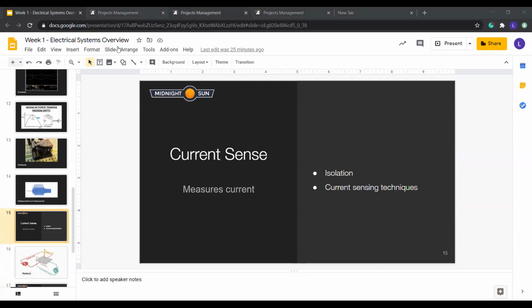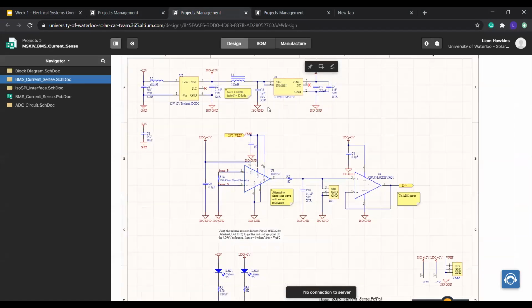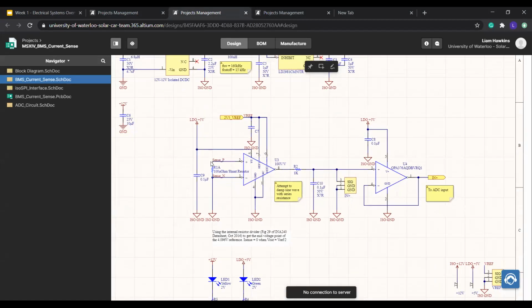Current sense. So current sense does just that. It just measures current. That's pretty much all it does. So the way that we've chosen to measure current is using a shunt resistor, which is just a resistor with a very small value. And by Ohm's law, you can determine the current that's moving through it. So this resistor is placed on the high side of the battery pack, like I showed you before.